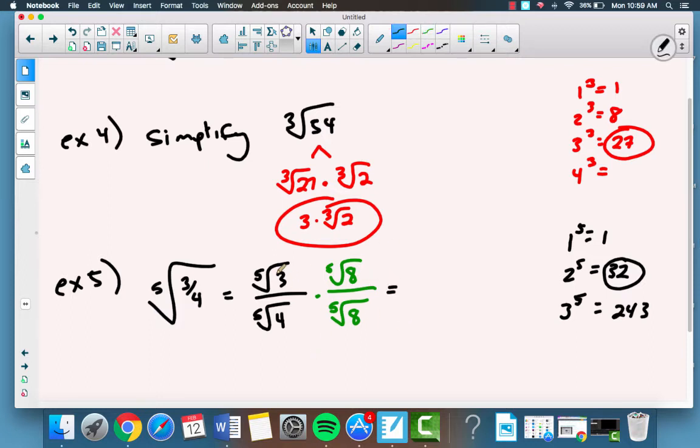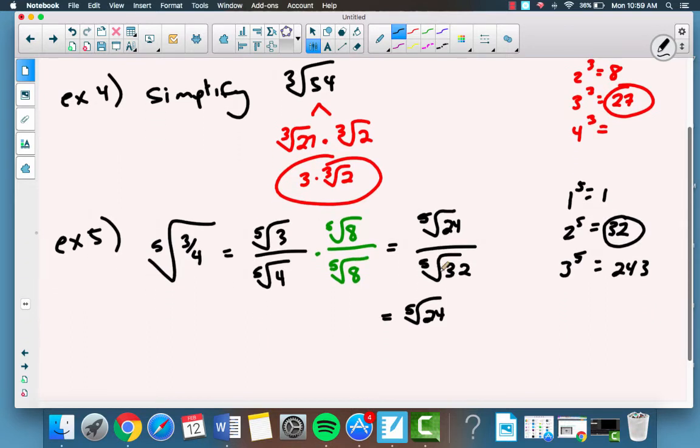So when I do that, I multiply across, so I get the fifth root of 24 on the top. And then I multiply my roots down on the bottom, so I get the fifth root of 32. And now this is something that can simplify nicely. So we can't simplify the fifth root of 24, but that's okay because it's in the top. Okay, but what is the fifth root of 32? Well, that's 2. So we get the fifth root of 24 over 2. And now it's in its simplified form, and then we'd be done.